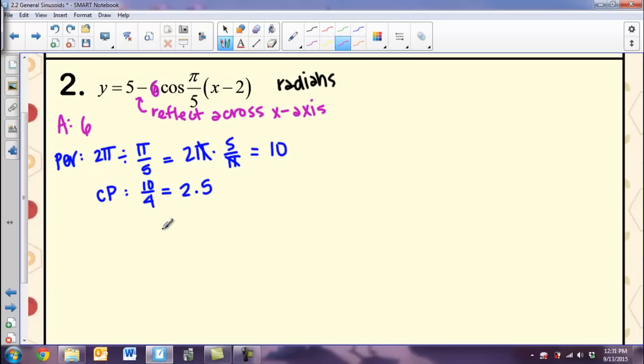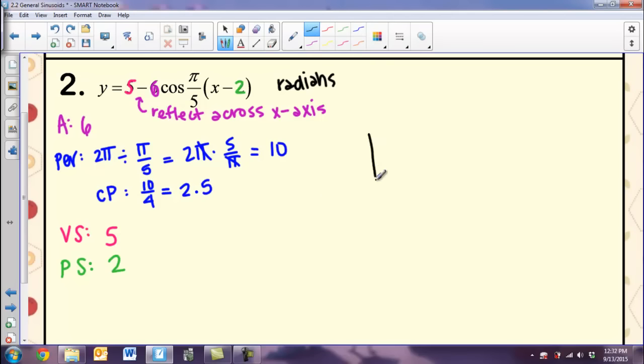Okay, so now we're going to worry about my vertical shift and my phase shift. So my vertical shift is that number outside. This is a positive 5, so my sinusoidal axis is going to move up 5. And then finally my phase shift, or where my graph starts, is going to be 2, and it's going to be a positive 2 because remember, it's opposite of what you think. So if it was a negative, it's now a positive. If it was a positive, it'll be a negative. Okay, so let's go ahead and graph that.